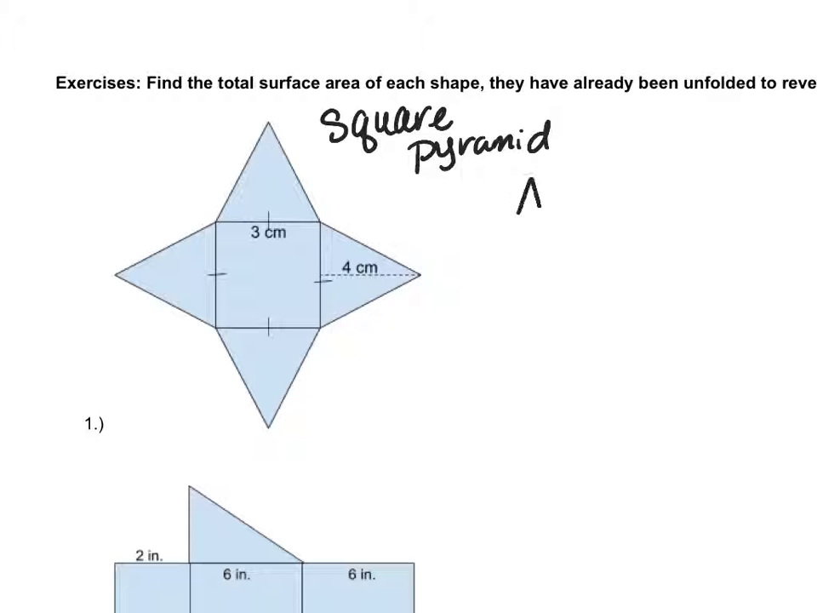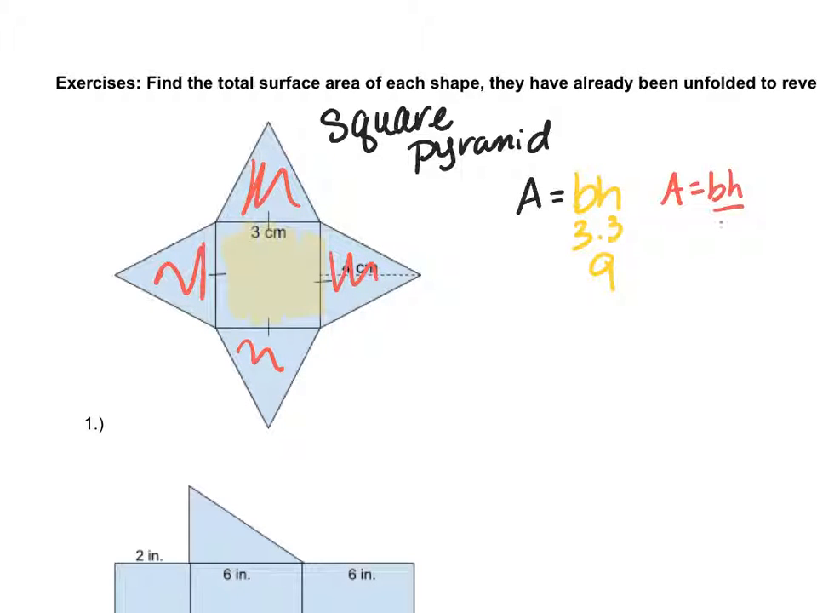So let's do the base first. So this is a square, so it's just base times height. So base is 3, height is 3. 3 times 3 is 9, okay? And then we have 4 of the same triangle, so I'm going to find one. So these triangles are all the same, right? So there are base times height divided by 2.